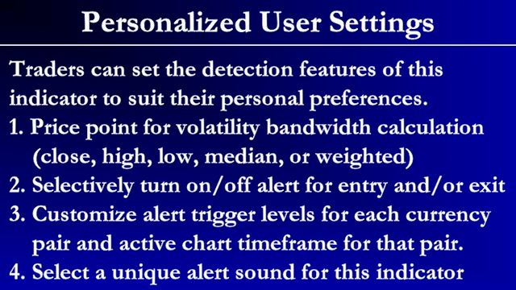And they can customize these trigger levels, as I mentioned earlier, for each currency pair and for each active time frame. It's fairly easy to look back in the charts and see where consolidation happened and at what levels they were happening in a particular time frame. And then the technical indicator, the breakout indicator, can be set accordingly. And as I mentioned earlier, the trader can pick their own unique alert to be sounded for this indicator.